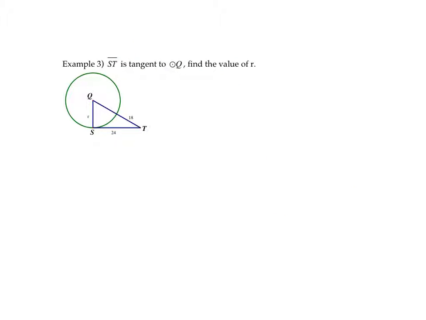Okay, in example 3, it says that ST is tangent to circle Q. We have to find the value of r. So r is a radius, and again, draw an r here. That makes this whole hypotenuse r plus 18. So if we set it up in the Pythagorean theorem, we want to do r squared plus 24 squared is equal to r plus 18 quantity squared.